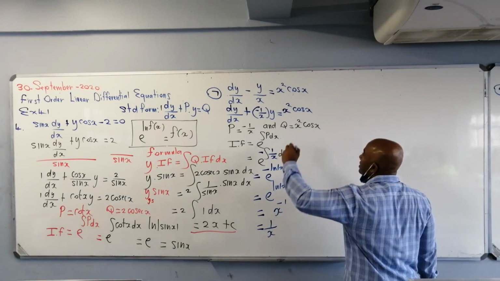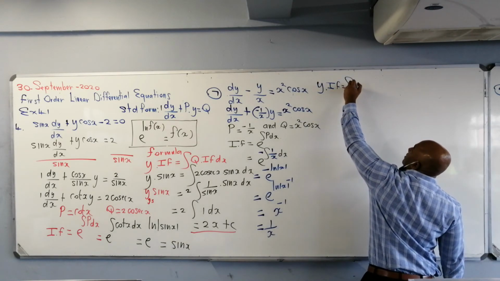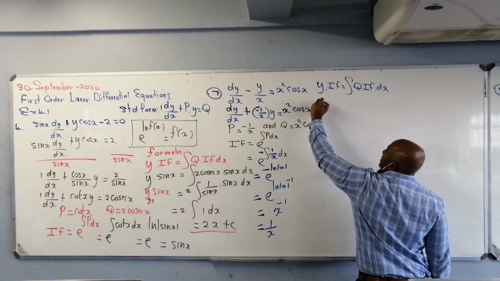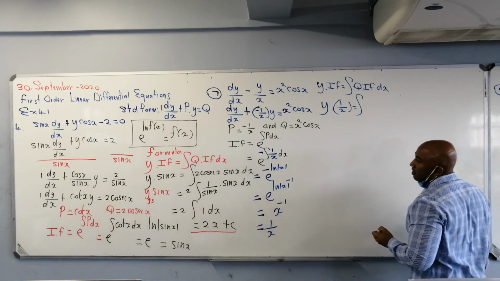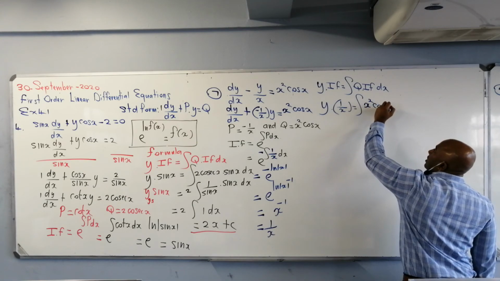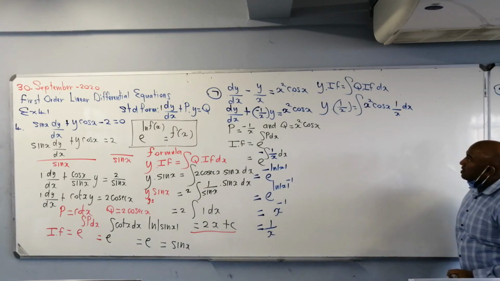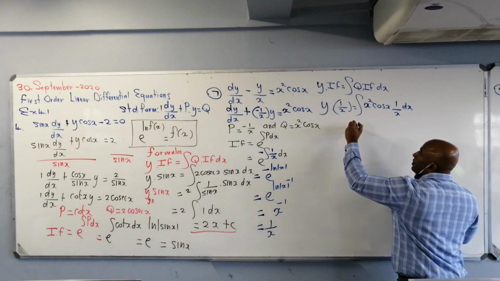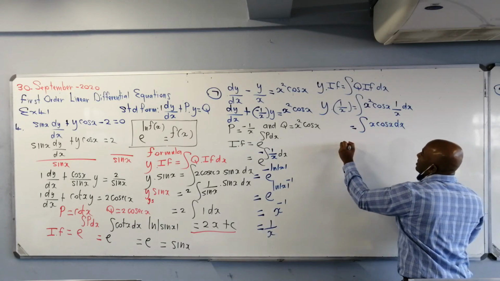And now we substitute into the formula. y times your integrating factor is equal to the integral of q times your integrating factor. So it's y times 1 over x is equal to the integral of q. Where was q? There's q, which is x squared cos x times 1 over x dx. We need to simplify the right hand side here. So this will equal just x cos x dx.